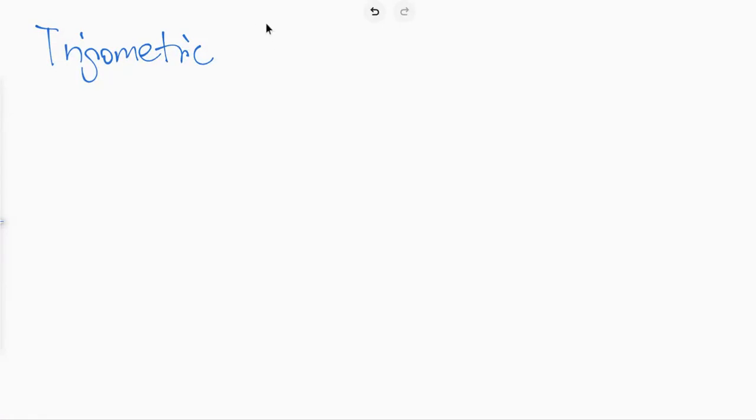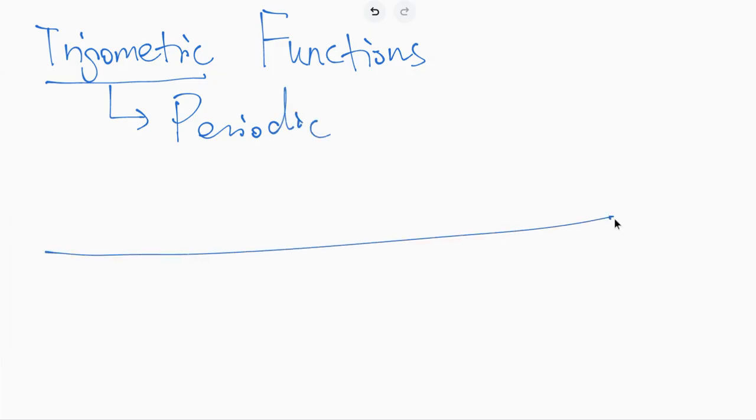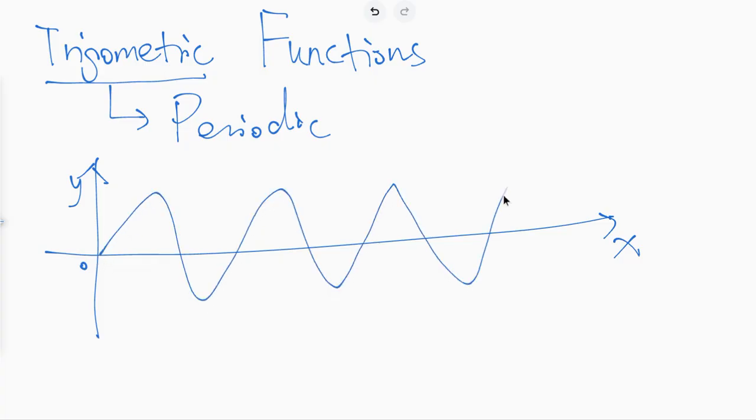Hi everyone, welcome back. In this video we are going to talk about transformations of trigonometric functions. As we know, all trigonometric functions are periodic. By saying periodic, that means if we draw the axes, the function graph, or the function itself, will be oscillating like this in some way.